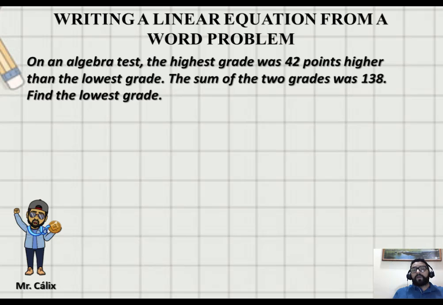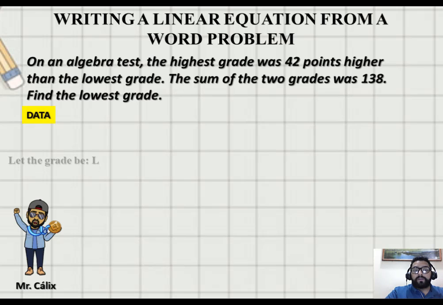For example, in this problem: on a test, the highest grade was 42 points higher than the lowest grade. The sum of the two grades was 138. In this problem we know that the highest grade was 42 points higher than the lowest grade. So that means that our unknown quantity is the lowest grade. So we are going to solve this one using the data, the plan, and the answer for word problems.